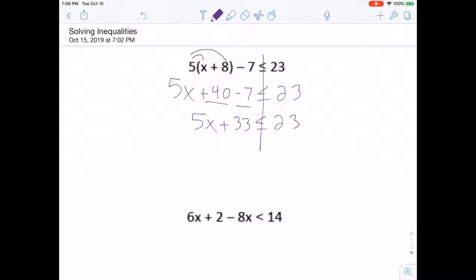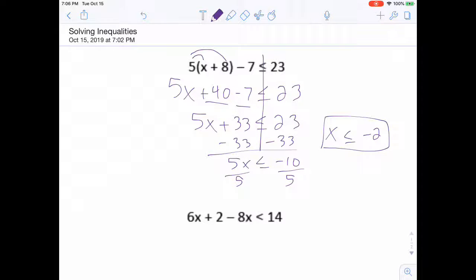And I continue solving. I subtract 33 on both sides, giving me 5x is less than or equal to negative 10. And I divide by 5. X is less than or equal to negative 2. So there is my solution written as an inequality.